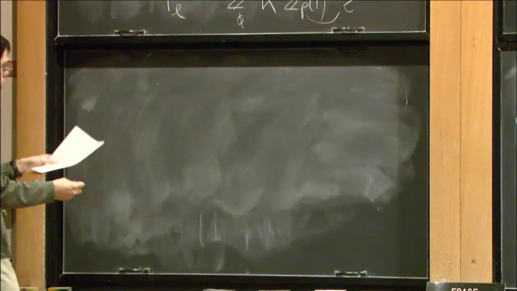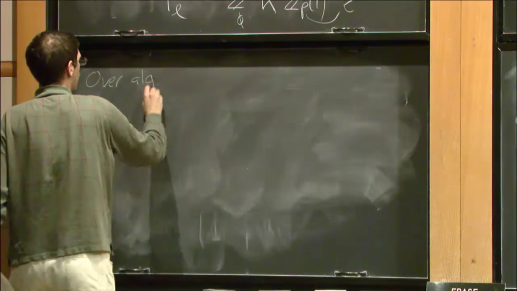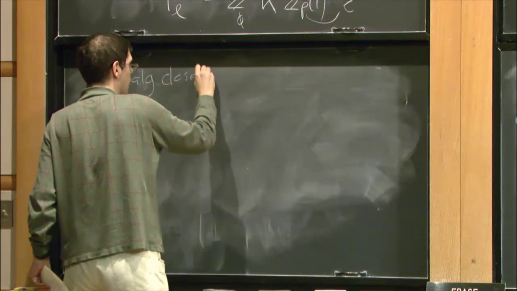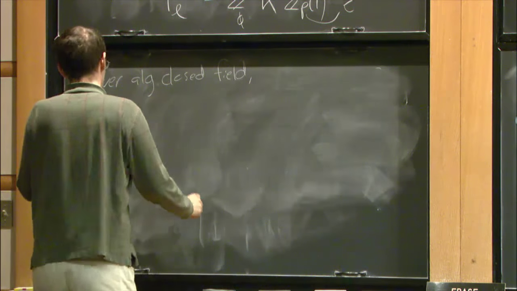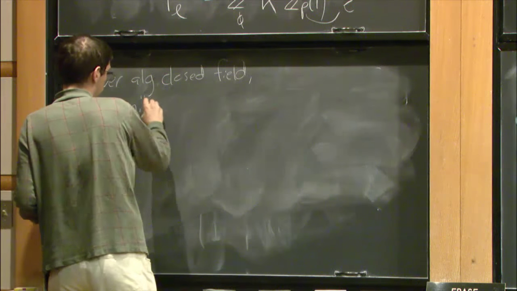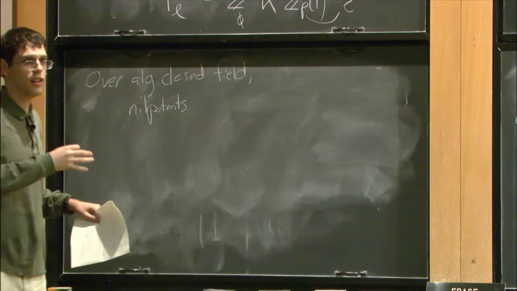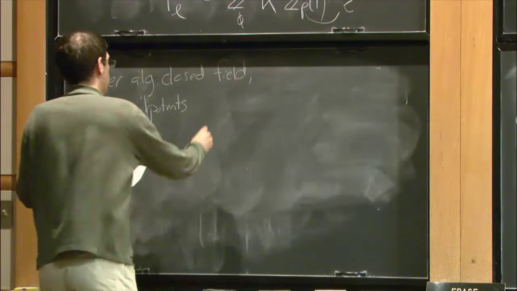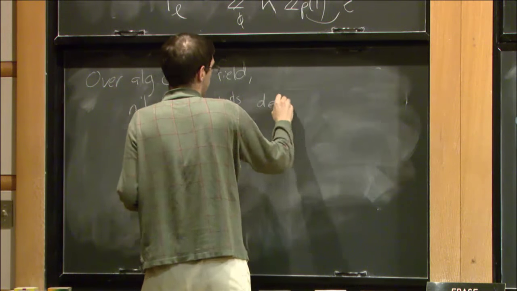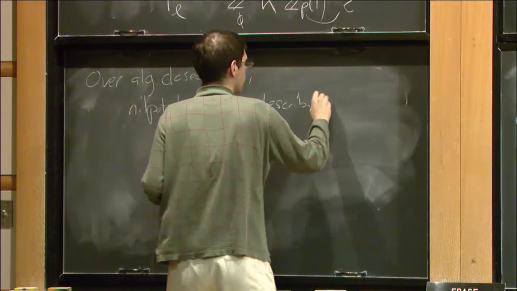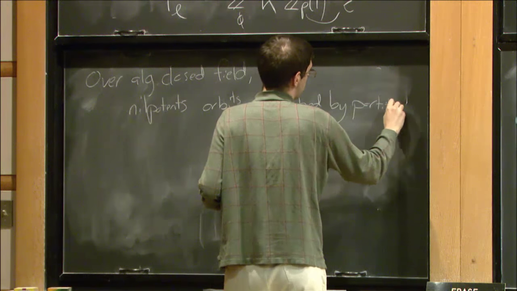Okay. So over an algebraically closed field, nilpotent orbits, which are the orbits under the adjoint action of the nilpotent elements in the Lie algebra, can be described by partitions. This is essentially just specifying the Jordan canonical form.